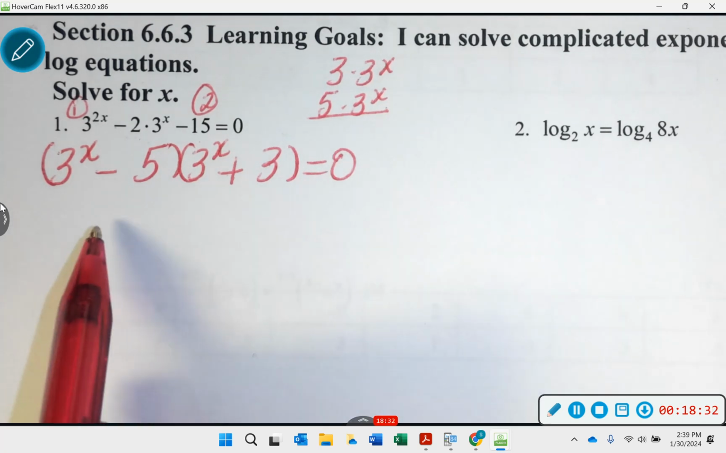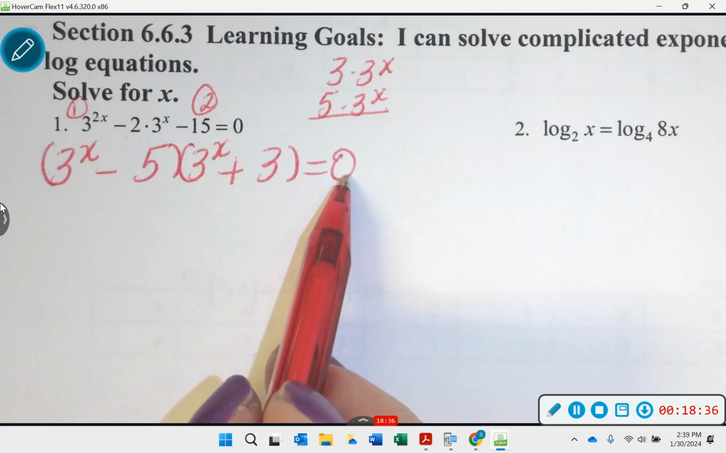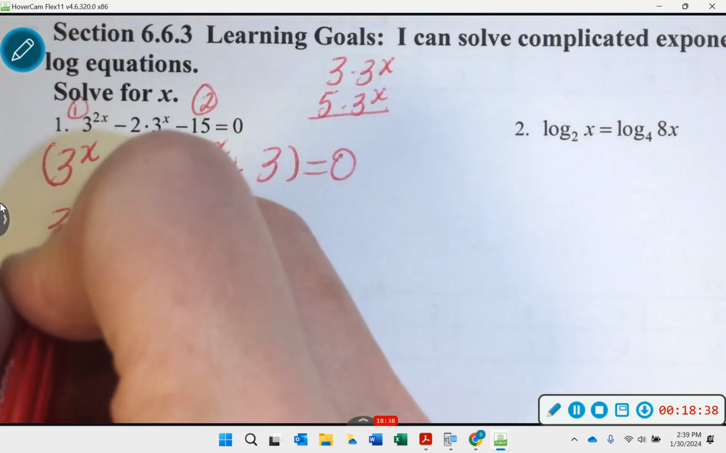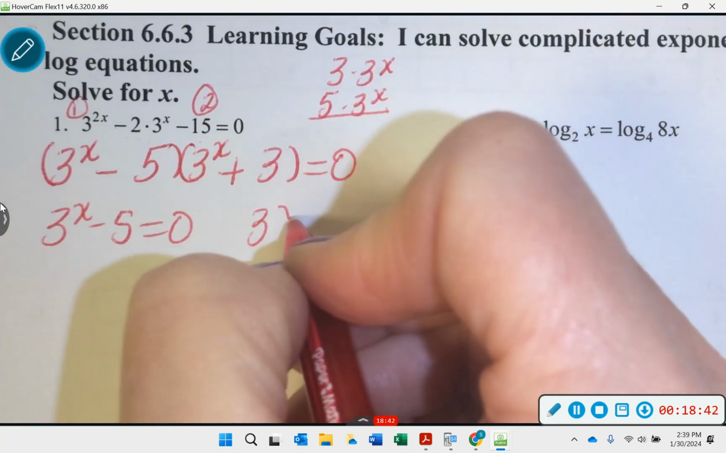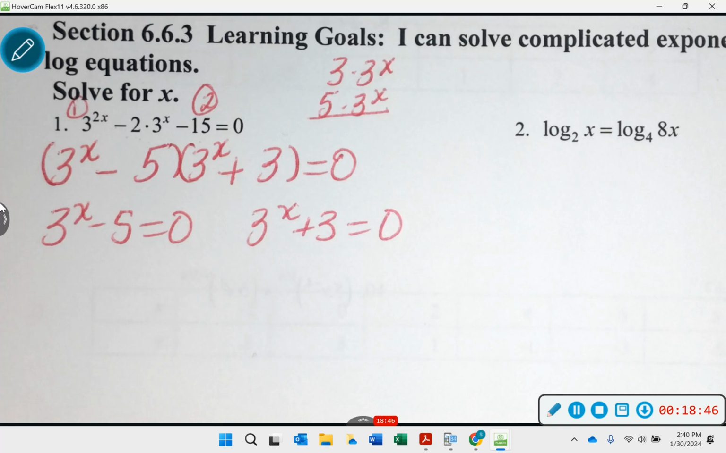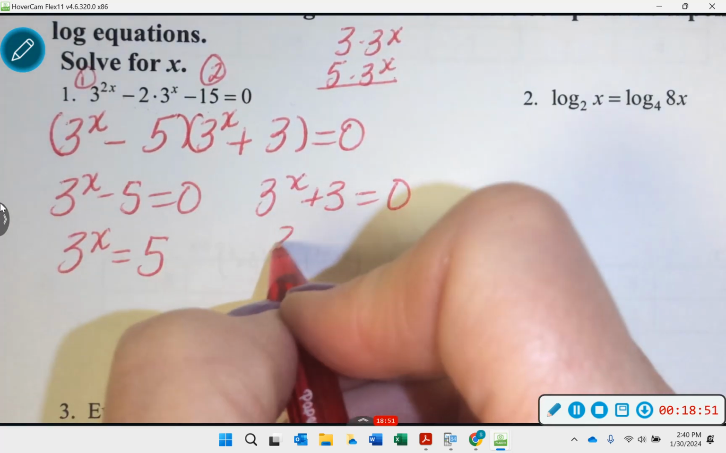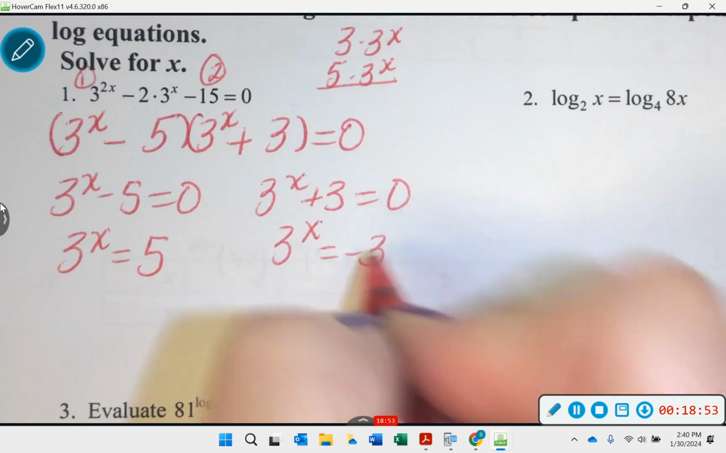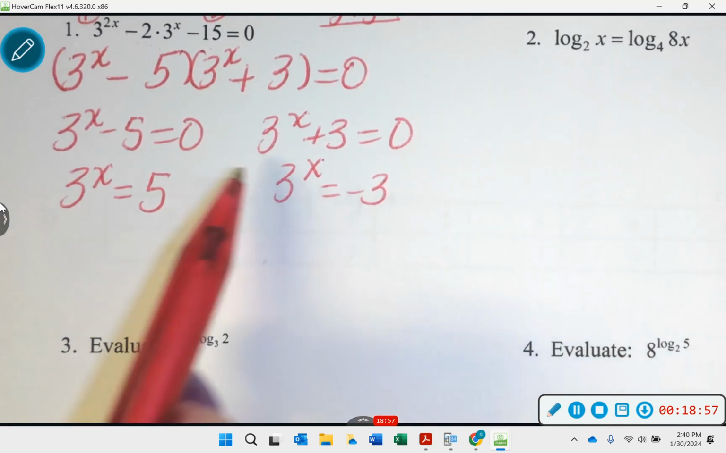All right, we're going to work this one together. So we have two factors, and they have to equal 0. So 3 to the x minus 5 could be 0, or 3 to the x plus 3 could equal 0. 3 to the x could equal 5. 3 to the x could equal negative 3. Can you solve that now?